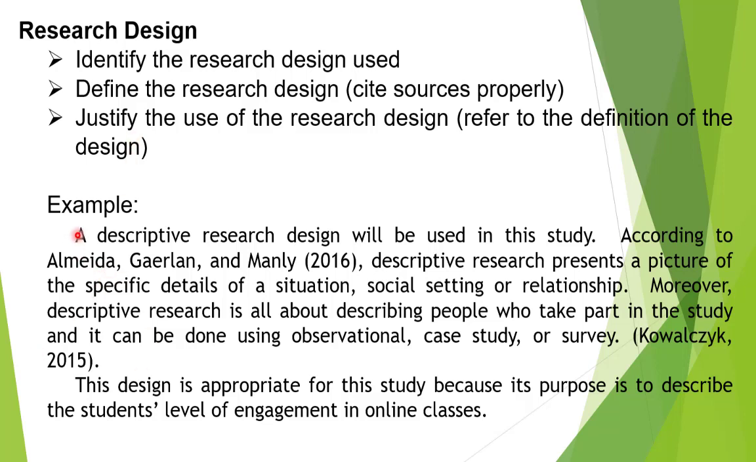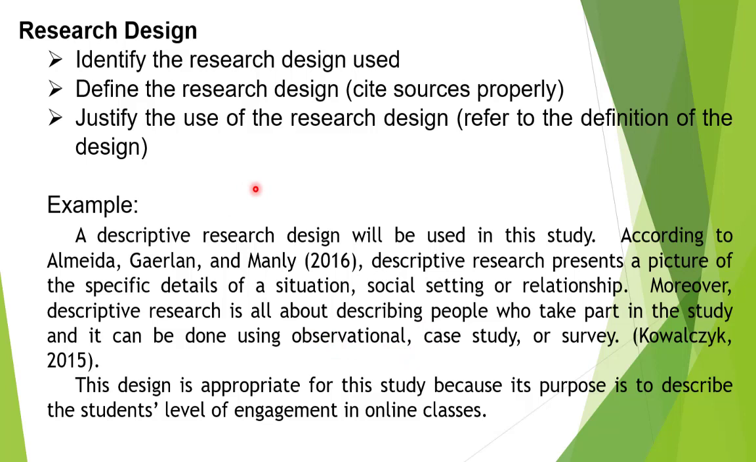Say for example, we are going to identify the design, so it should be written in the first sentence. For example, a descriptive research design will be used in this study. In this first sentence, you already identify the design, which is descriptive. And then second is define, so we have to cite sources. According to the source, descriptive research presents a picture of the specific details of a situation, social setting, or relationship. You can also add another source if you wish, it's okay.